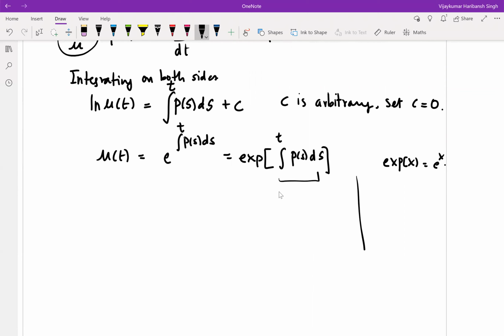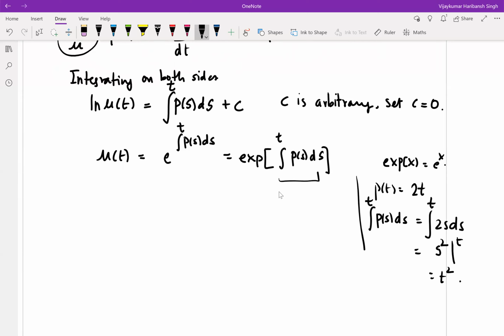It means that suppose your P of t is 2t, then the integral of P of s ds from zero to t is simply the integration of 2s ds. Now instead of t, I have s ds, and then after integrating, I substitute t. So when I integrate this, I get s square, and instead of s, I'm going to write t square. Okay, this is what it means.